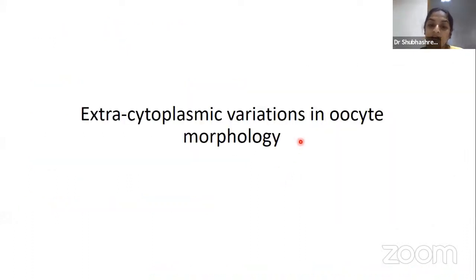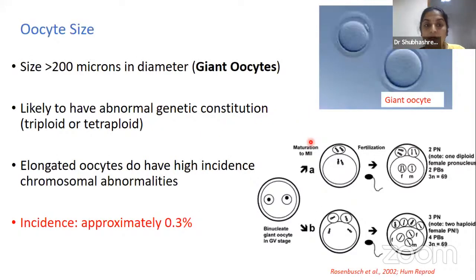There are different types of morphological variations you can see in the oocyte. They can be classified as extracytoplasmic and intracytoplasmic. First, we'll understand what extracytoplasmic variations we see in the oocyte morphology that can be considered as a marker of oocyte quality. The first aspect we see is the oocyte size. Sometimes we might see oocytes which are more than 200 microns in diameter. That is considered a giant oocyte.